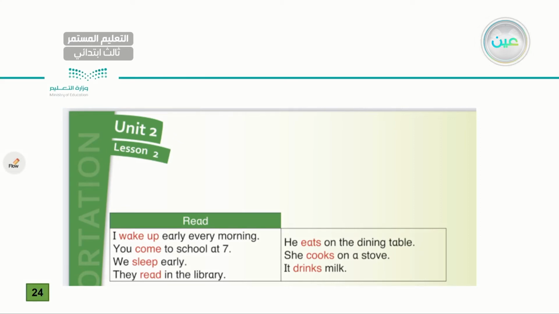So as you can see here, my dear student, I have all the pronouns I, you, we, and they. And they are followed by the verb in the base form. Okay? They are followed by the verb in the base form. As you can see, I have wake up, come, sleep, and read. But for the other part, let's read the sentences.